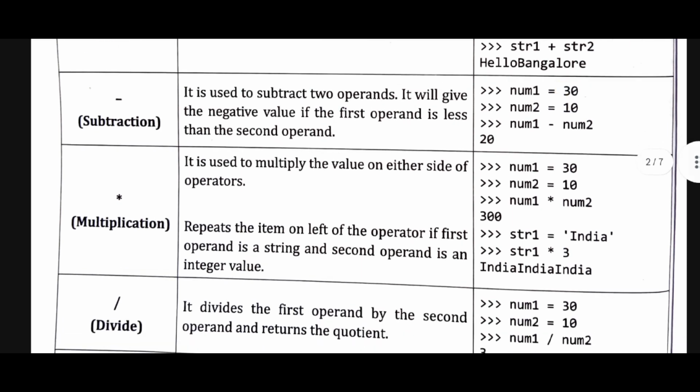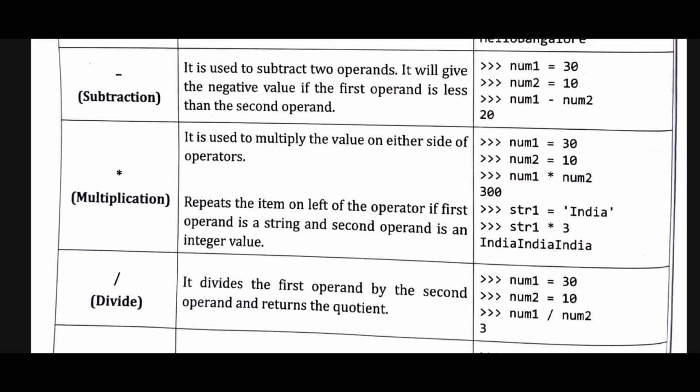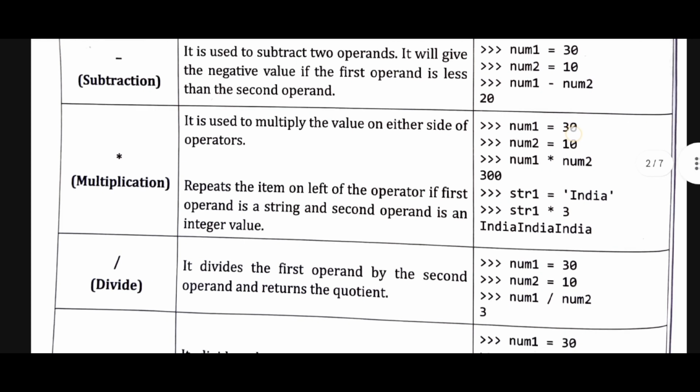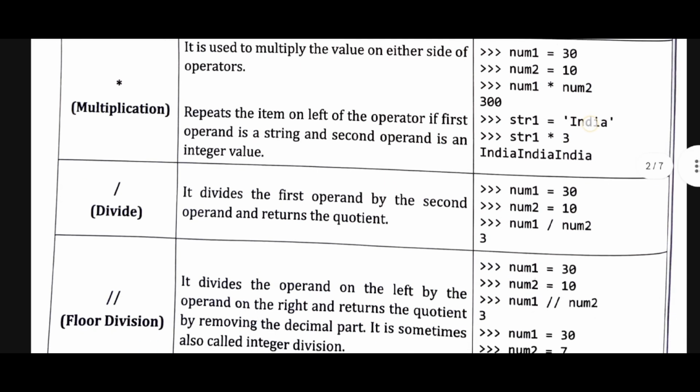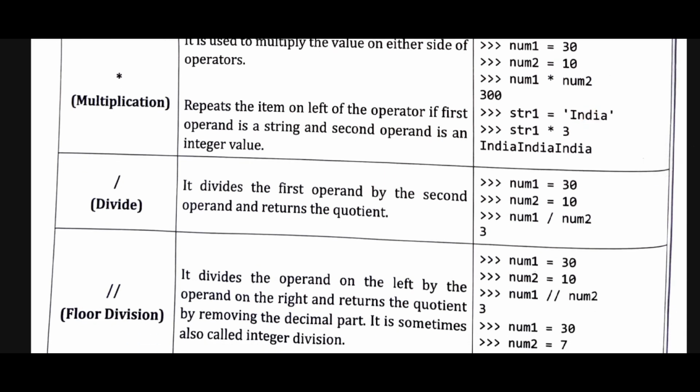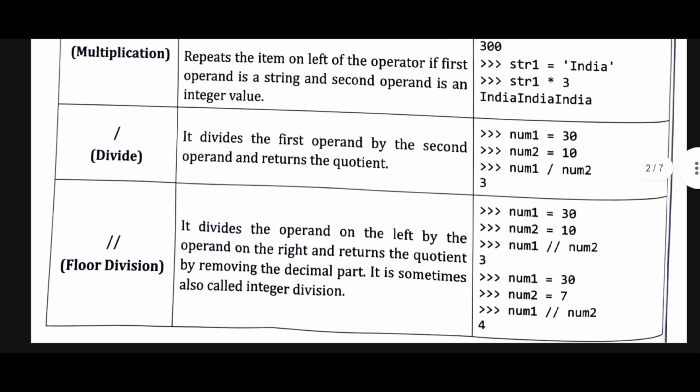Multiplication operator, it multiplies and gives the product value to us. So by multiplying number 1 and number 2, we get the product value as 300. And while multiplying the string, we have string 1 as India and string 1 into 3. So by multiplying string 1 three times, the output is printed 3 times: India, India, and India. So divide uses the divide symbol to get the quotient value. Number 1 is 30, number 2 is 10. By dividing number 1 by number 2, we get the quotient value 3.